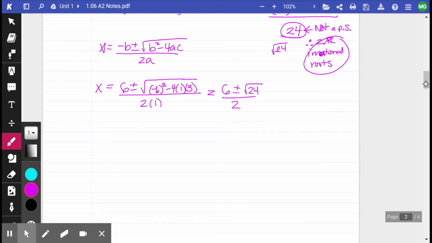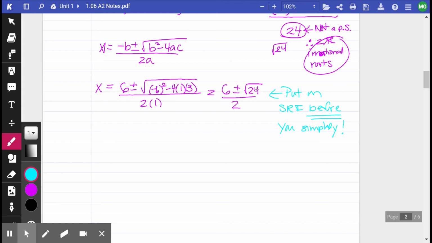Now, very important: before you simplify, you must put it in simplest radical form. That's where I have to take off a lot of points, because a lot of students try to simplify like the 6 and the 2.